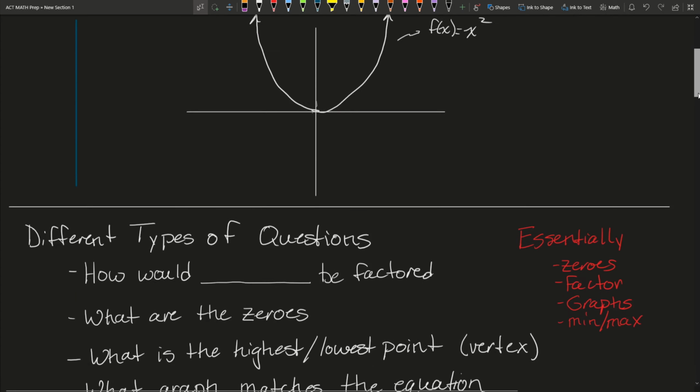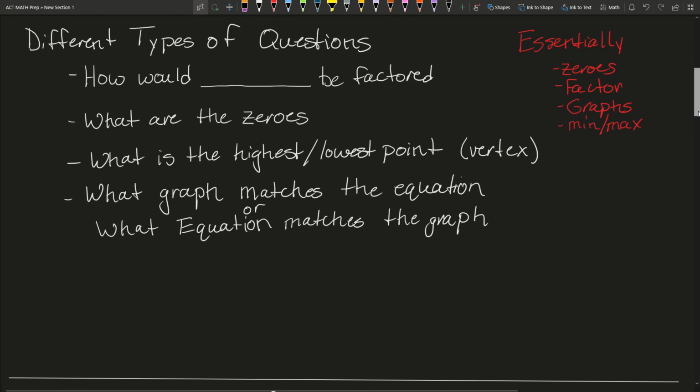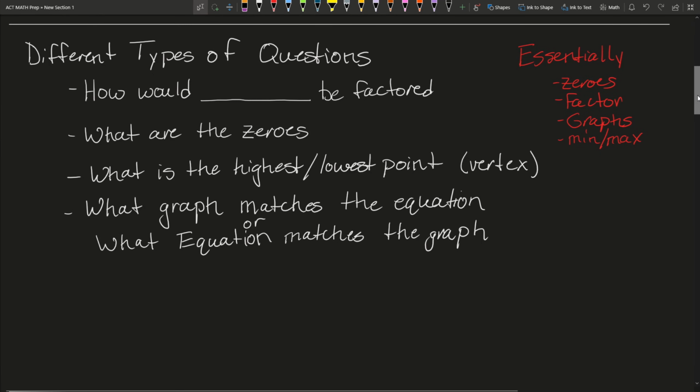So there are different types of questions about quadratics on the ACT. How would you factor a given quadratic? It'll give you a quadratic equation, and you have to factor it. What are the zeros of this equation, or where does it cross the x-axis? What is the highest or lowest point, or find the vertex? And what graph matches the equation, or what equation matches the graph? So there are 4 different types of questions: finding zeros, finding the factors, interpreting a graph, and finding the minimum or maximum.